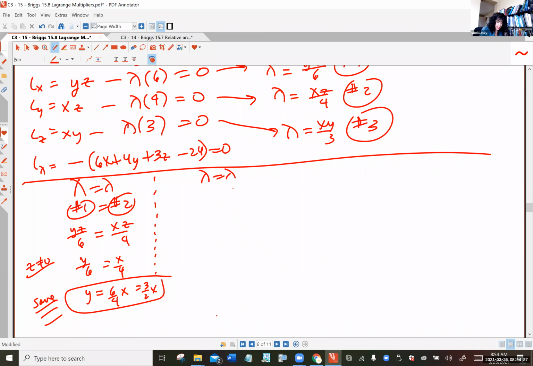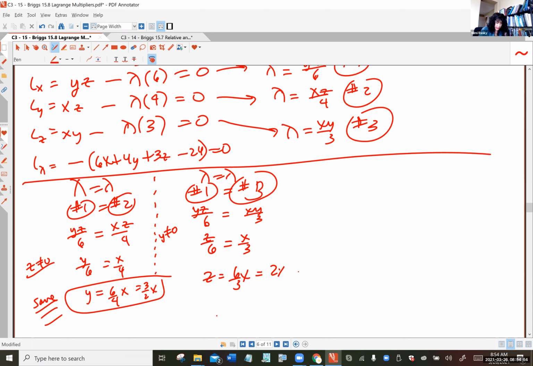Okay, once again, lambda has to equal lambda, so let's try to set the first version of lambda equal to the third version. This time I'm hoping to get z in terms of x. So let's see what happens here. Again, assume that y isn't 0, so you'll divide both sides by y and basically get rid of it. Solving for z, I get z is 6/3 x, which reduces to 2x.